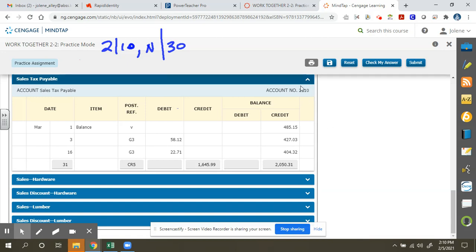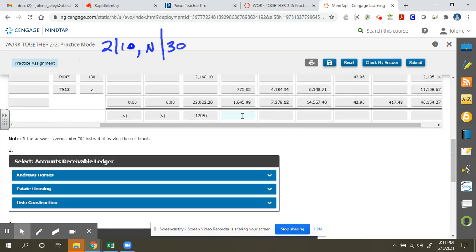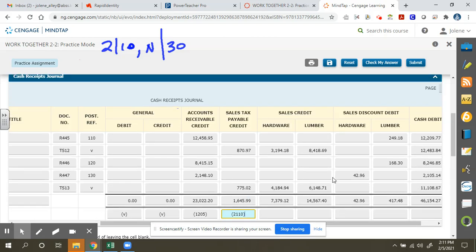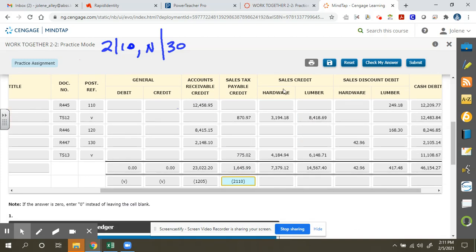All right. Now we're going to take this account number 2110, and post it there so that everybody knows that this grand total for the month has been posted. Now we're going to go to sales, hardware, and we're going to post this number for credit. Sales is revenue and it increases on the credit side. So we got to show these sales for hardware.